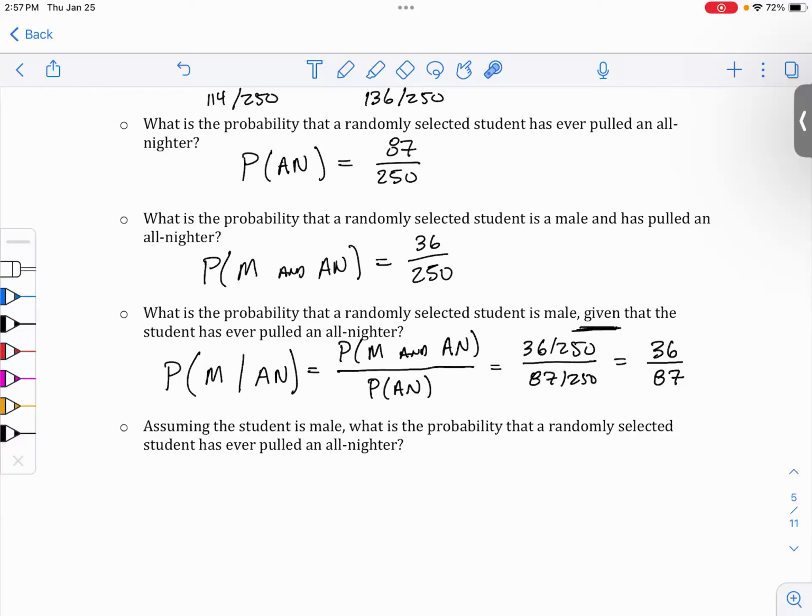What word does this not have? And. All right, is this or? Is this male or all-nighter? No, because what word is it missing? Or, which means there's only one option left, which is what I thought you were saying. All right, it's given. Now, does this say the word given? No. What word is kind of close to the word given?